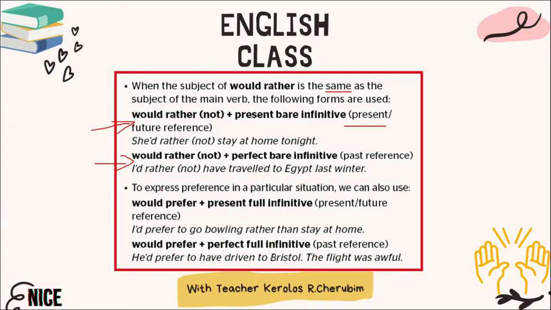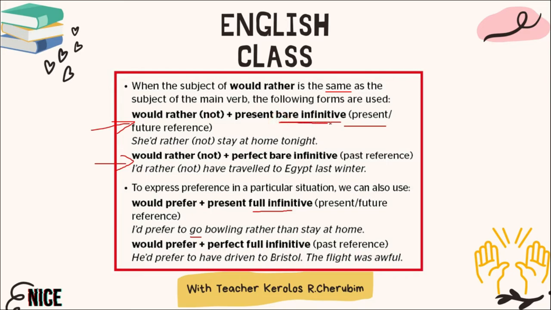What about using would prefer when we have the same subjects? When we have the same subject and we want to talk about personal preference in the present and in the past, you will be using would prefer plus the present full infinitive. I'd prefer to go bowling rather than stay at home. And we use it with the perfect full infinitive. He'd prefer to have driven to Bristol. The flight was awful.